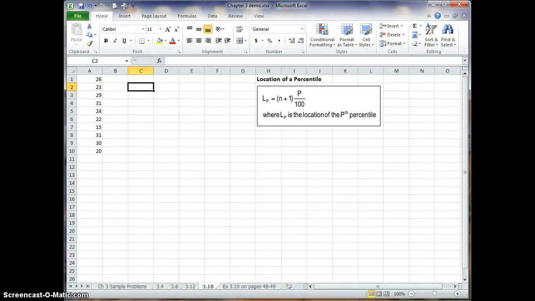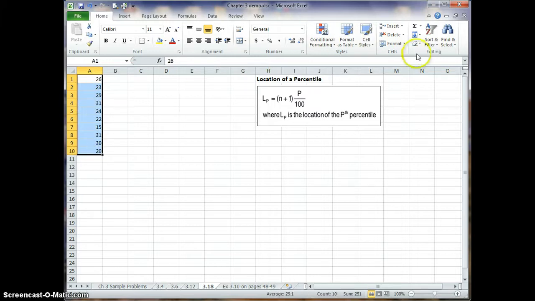In this video, we'll be looking at sample problem 3.18, and it deals with the location of a percentile. And in the problem, we're given these 10 numbers, so we'll be using that in our calculation. Actually, one of the first things we're going to have to do is sort those in order.